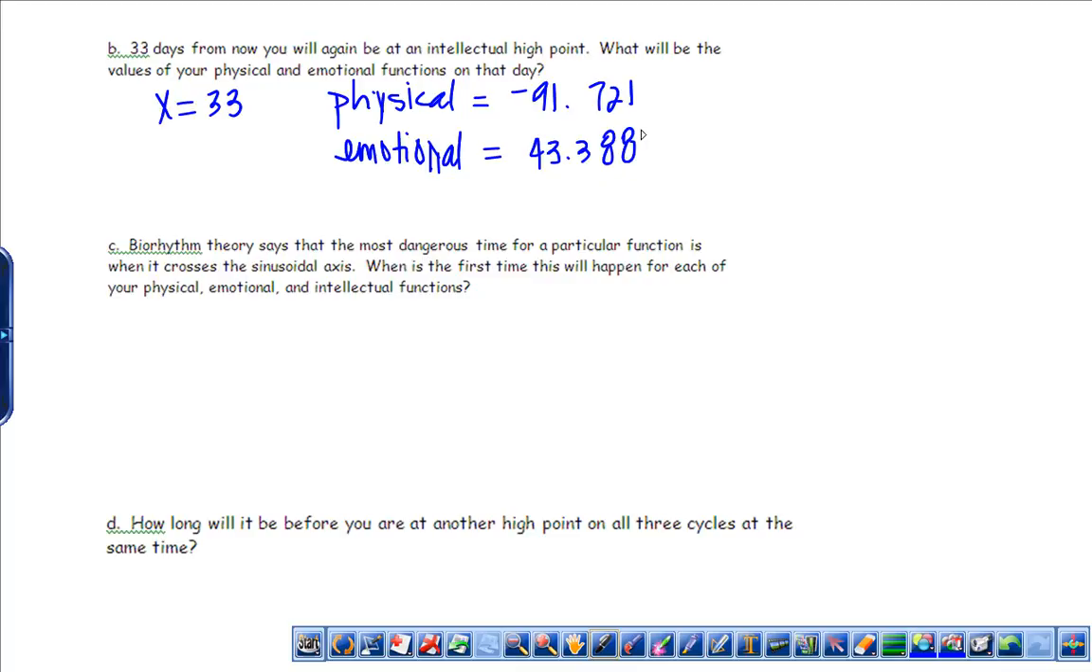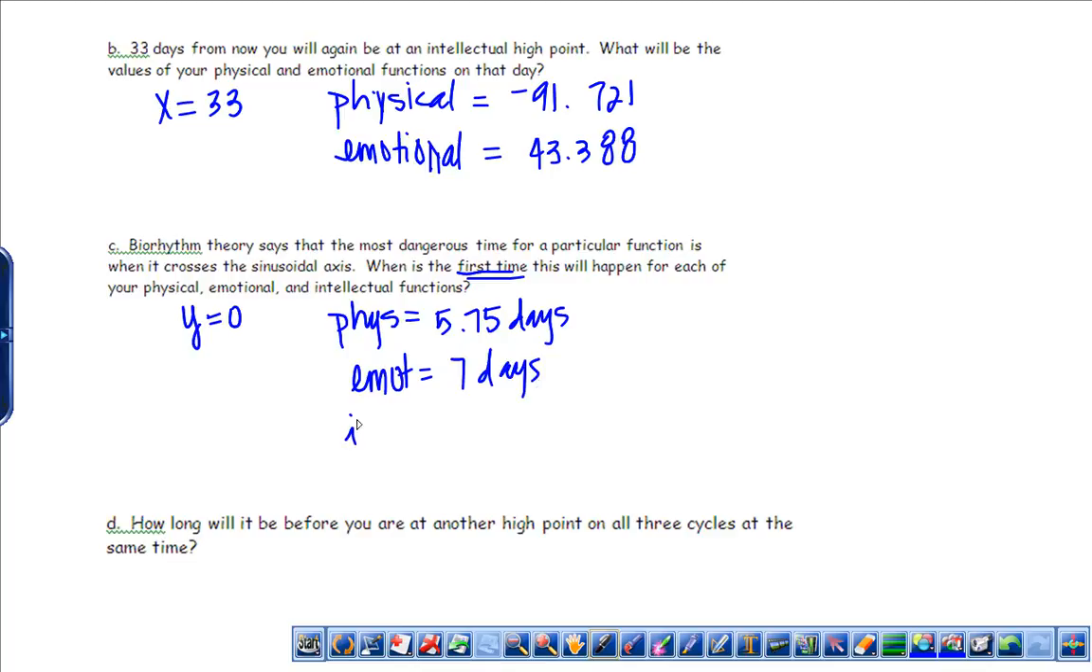For C, it says biorhythm theory says that the most dangerous time for a particular function is when it crosses a sinusoidal axis. When is the first time this will happen for each of your physical, emotional, and intellectual functions? I want the first time, okay? This means that y is 0. So go into your calculator and plug in y of 0. Let's look at our physical of y of 0. Your x-axis is representing days. On physical, this is going to be 5.75 days. Your emotional is going to be 7 days. And intellectual, this is going to be 8.25 days.